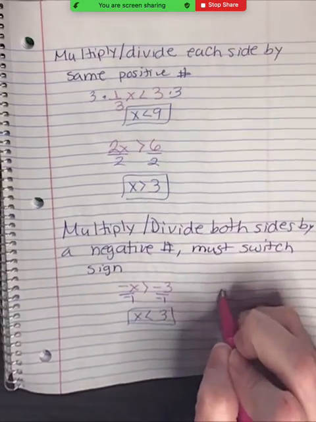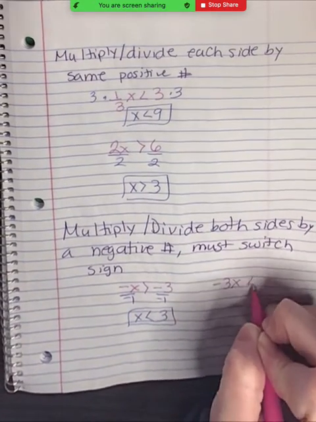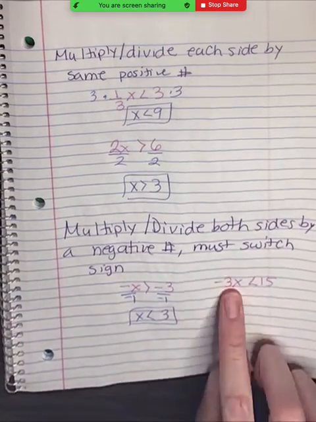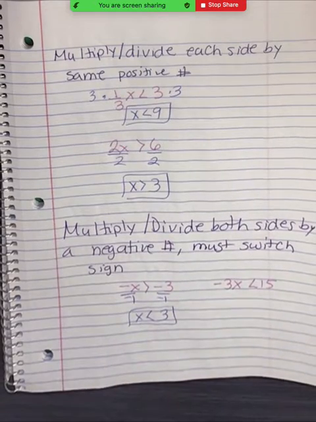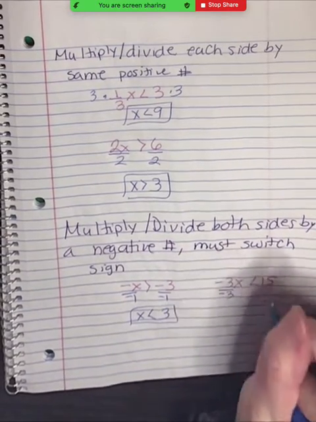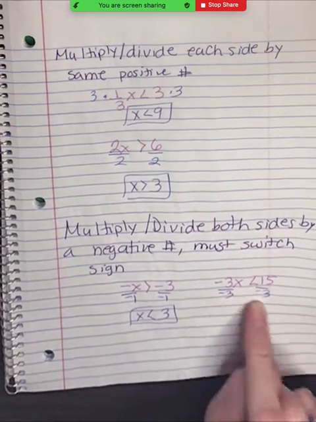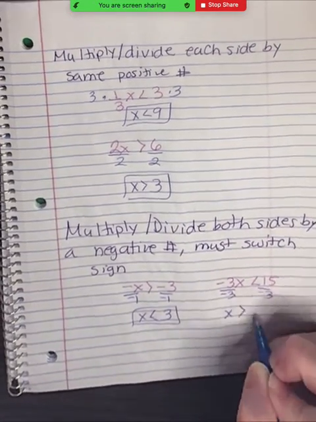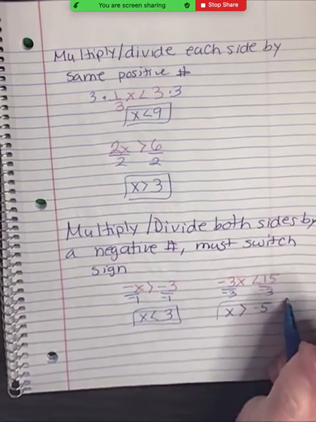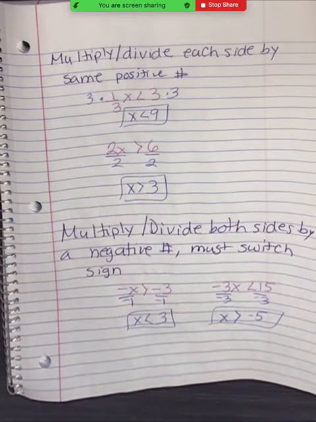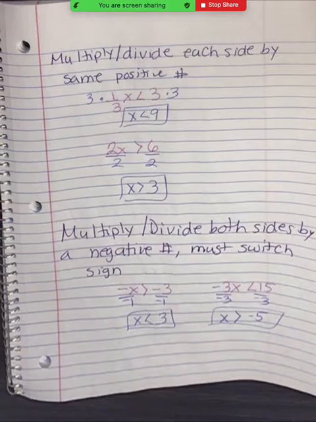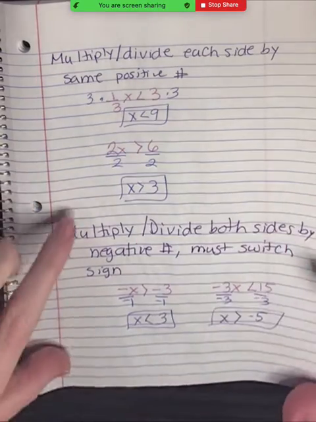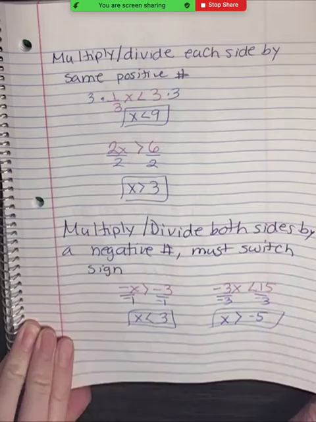We have -3x is less than 15. It's multiplying by -3, so we're going to undo that by dividing by -3. This is negative here, so you switch your sign. So x is now greater than negative 5. Okay, so the steps are the same, except when you multiply or divide by a negative, then flip your inequality.